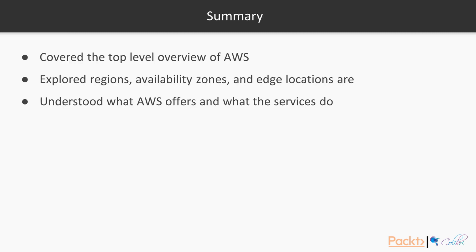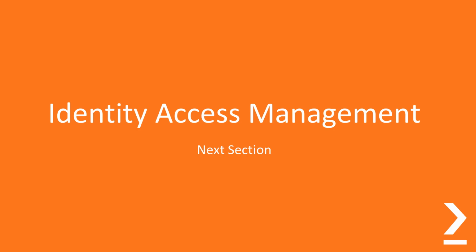Just a quick summary, we have covered the top-level overview of AWS. We know a bit more about AWS's history. We know what regions, availability zones, and edge locations are, and we have a better understanding of what AWS can offer us and what the services can do. In the next section, we will be learning about Identity and Access Management, or IAM. We will learn about its components, the advantages of IAM, and all the benefits that we can reap from using it.